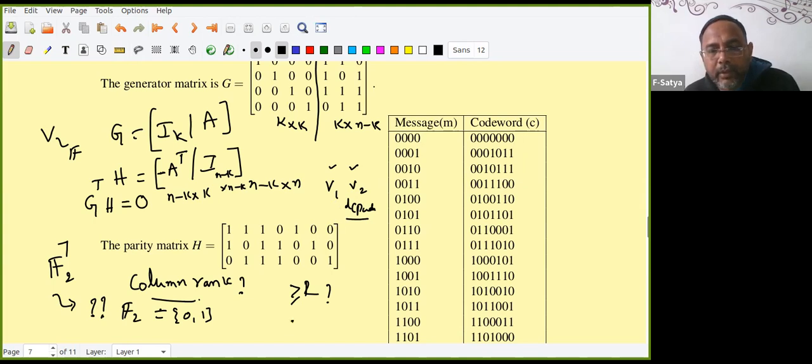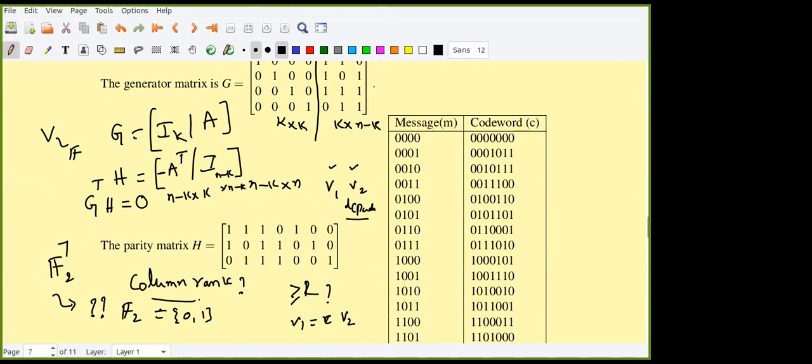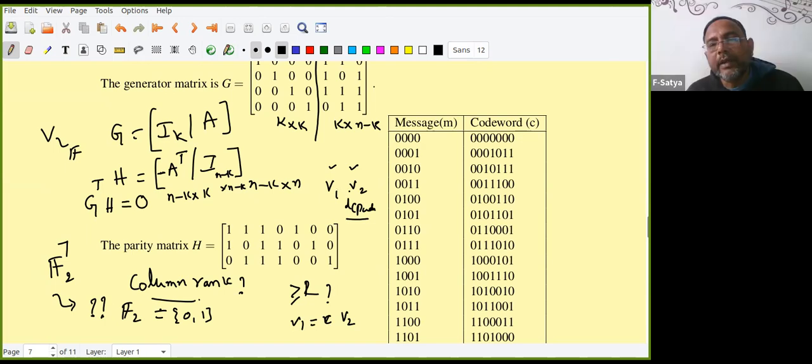Okay, as Suresh told, V1 is equal to C times V2. What are the possibilities for C? 0 or 1. These are non-zero code words, non-zero vectors. So, yeah, tell me. V1 and V2 are dependent if... other than Amya, anyone? Both are same.